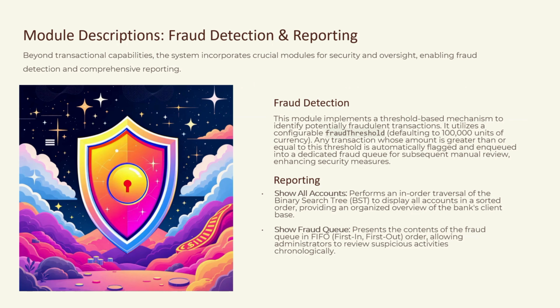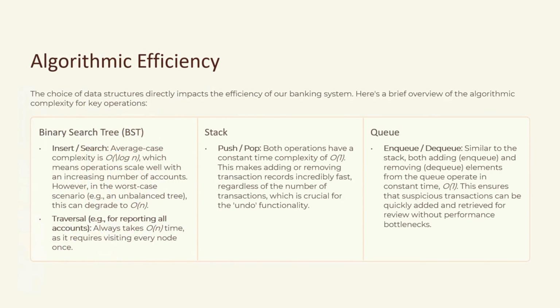Moving on, fraud detection and reporting modules. Fraud detection is implemented using a configurable threshold which defaults to 1 lakh. Any transaction equal to or above this threshold is automatically flagged and placed into the fraud queue. Reporting includes showing all accounts in sorted order using BST traversal and showing the fraud queue in FIFO order. These modules provide transparency and monitoring capability.